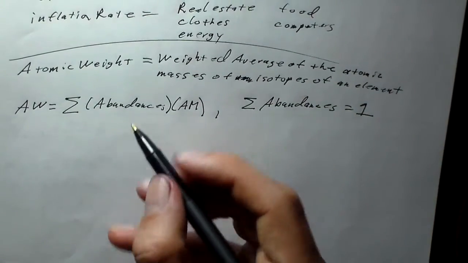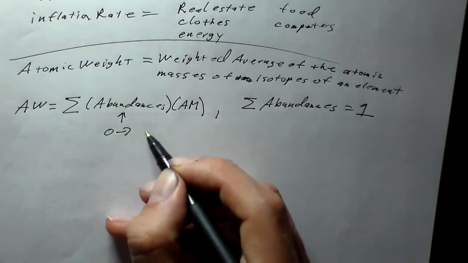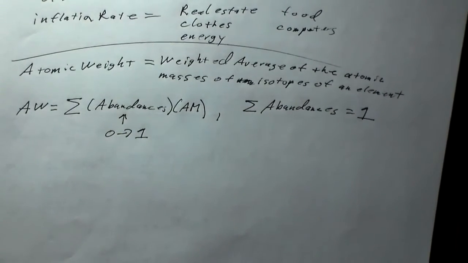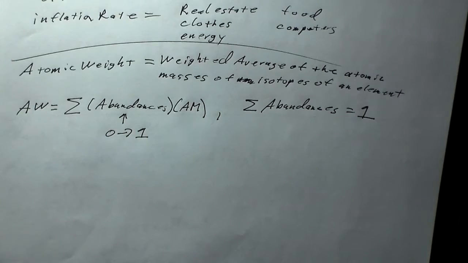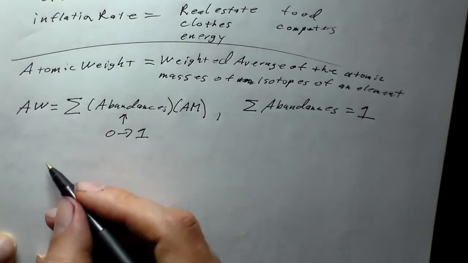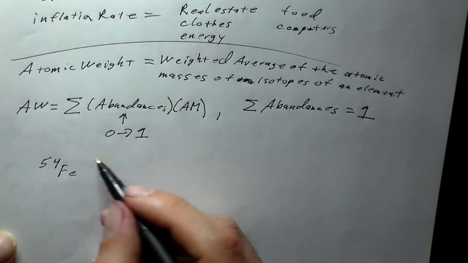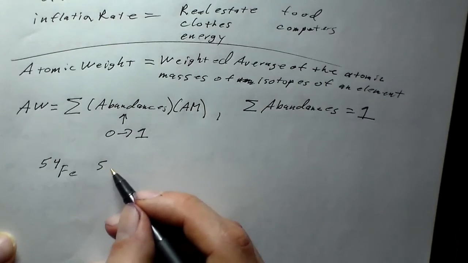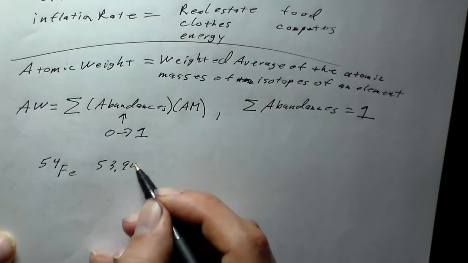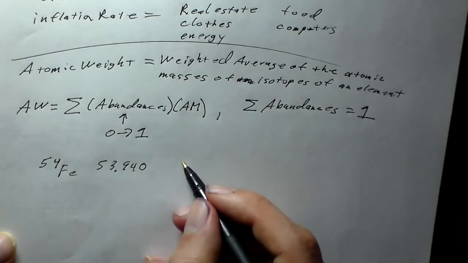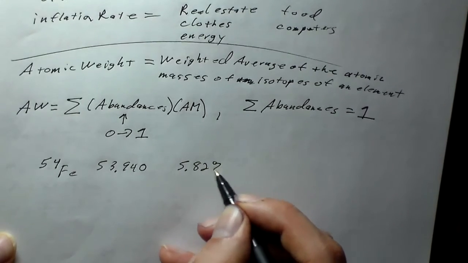And again, all my abundances here are going to be somewhere between 0 and 1. So even though we're going to be dealing with percents, remember that with a percent, you move the decimal point over by 2 places to get into decimal form. So let's do an example here. Let's say we have iron 54, and this has an atomic mass of 53.940 and an abundance of 5.82%.